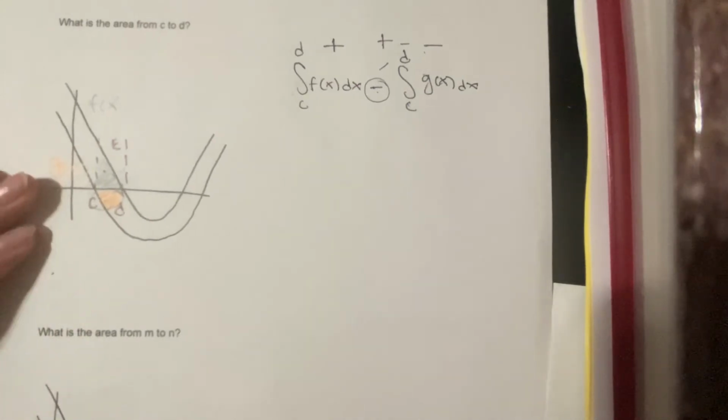All right, let's look at the last scenario. What is the area from M to N? I'm going to label f of x and g of x.